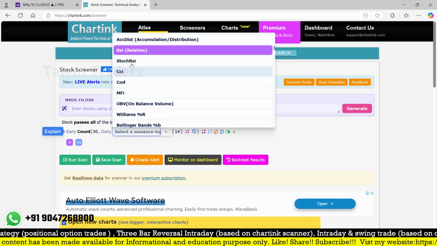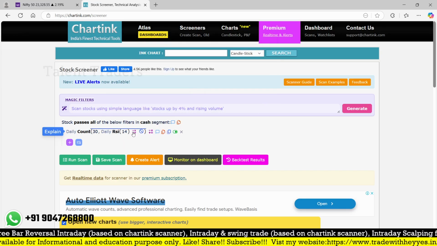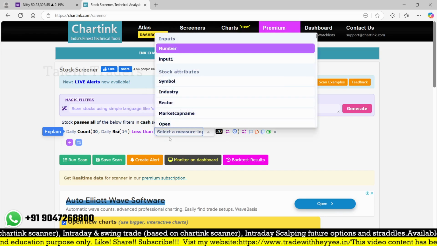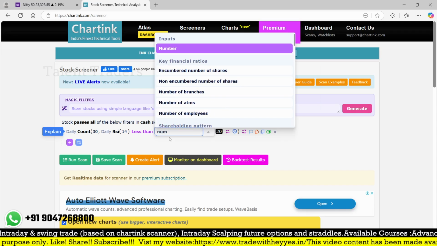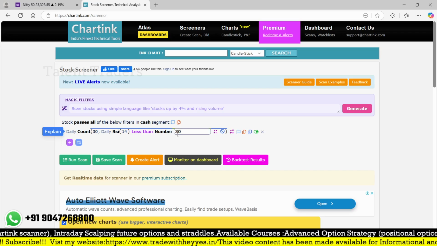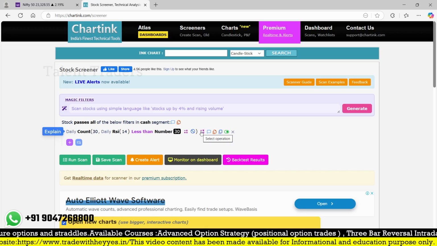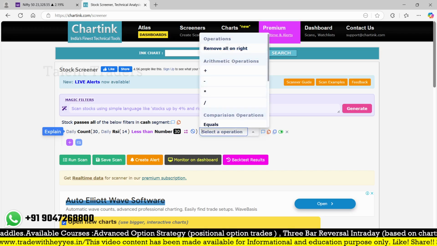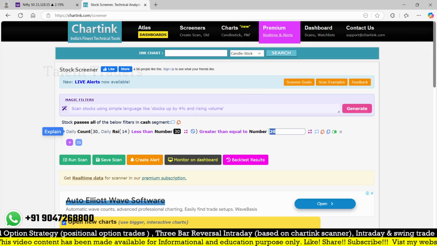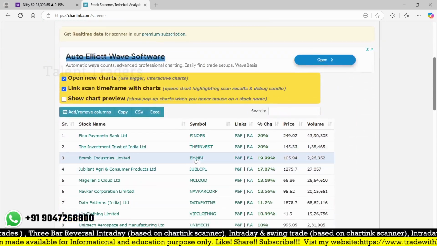We are going to use the normal RSI with a 14 period, which should be less than the number 30. So we are simply using RSI less than 30. It should hold for at least a minimum of 5 days, so we use the count number as 5 days.